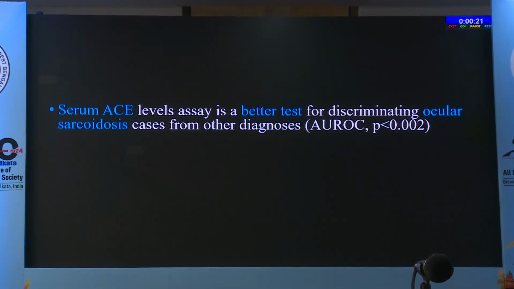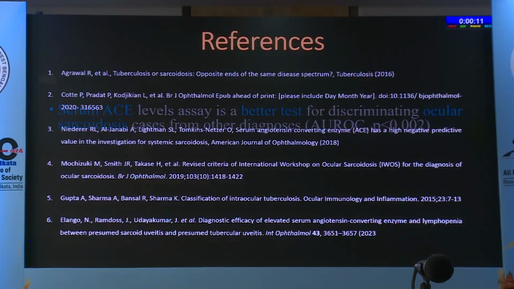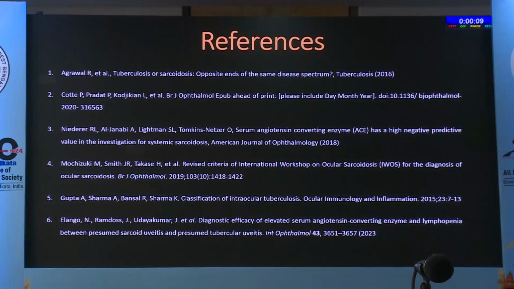Since serum ACE level is also a better test compared to negative MANTU and lymphopenia in discriminating ocular sarcoidosis from other diagnoses. Also, MANTU is a better test for discriminating TB from other diagnoses. These are my references. Thank you.